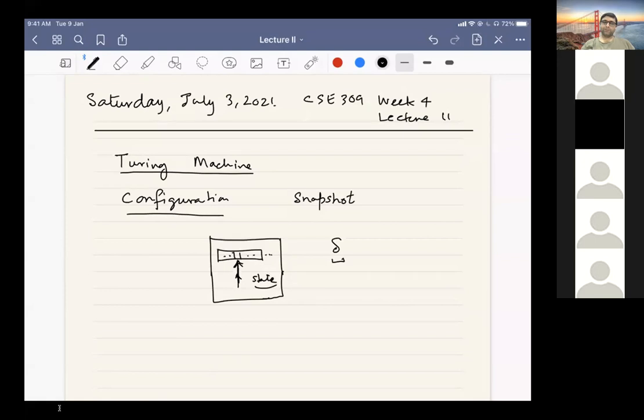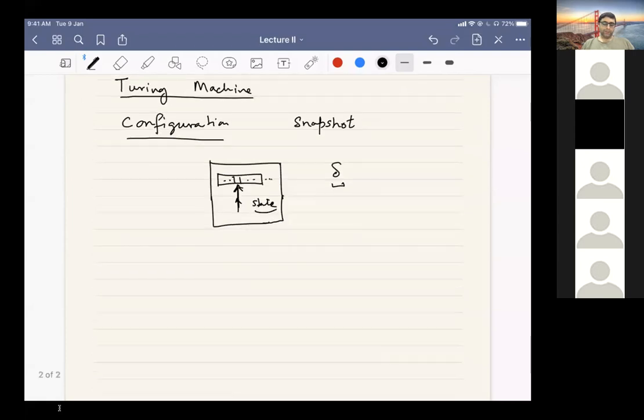Okay, sir. So whatever we cover today will be included in the quiz? Whatever we covered after the context-free grammars, right? So in Turing machines. Okay.